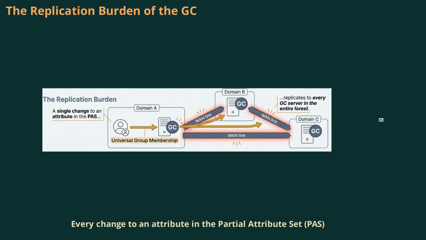Every change to an attribute in the partial attribute set, PAS, must be replicated to every global catalog server in the forest. This creates a significant replication burden, especially over WAN links. When planning GC placement, balance the benefits of local GC access against the increased bandwidth consumption. Strategic placement is key to maintaining both performance and efficiency in multi-domain environments.